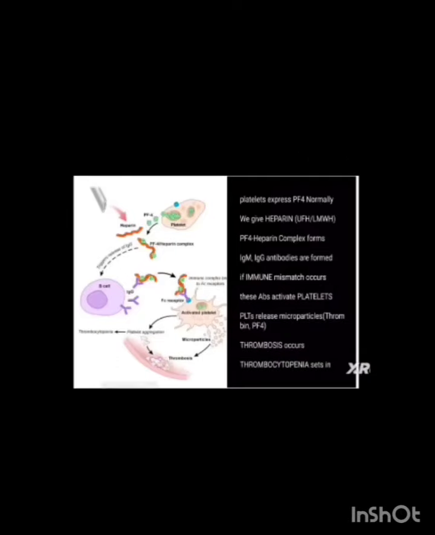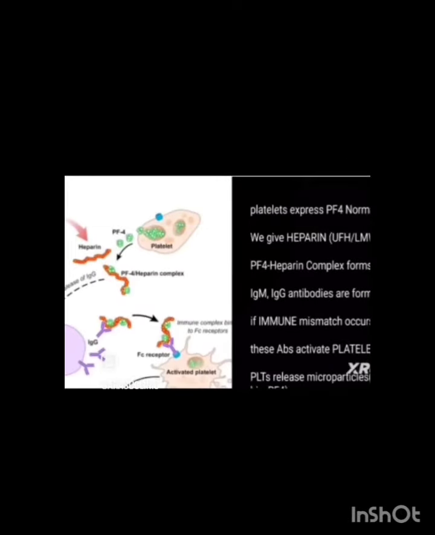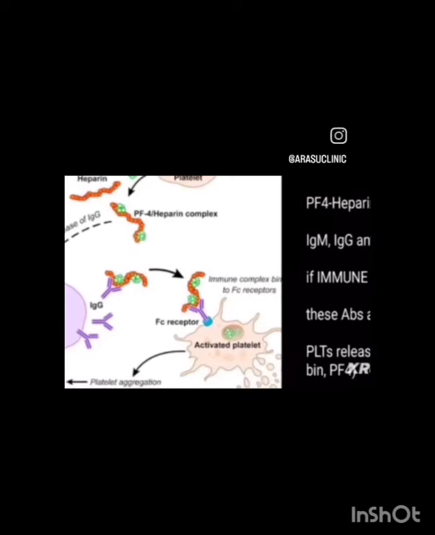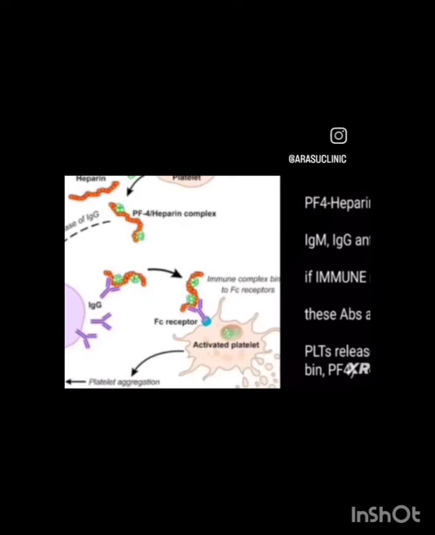So what is the mechanism of heparin-induced thrombocytopenia? As we all know, platelets express PF4, and when we give heparin, heparin and PF4 will form a complex that will trigger the release of antibodies like IgG, which will go and bind to the complex, and normally it will be cleared off by the immune system.